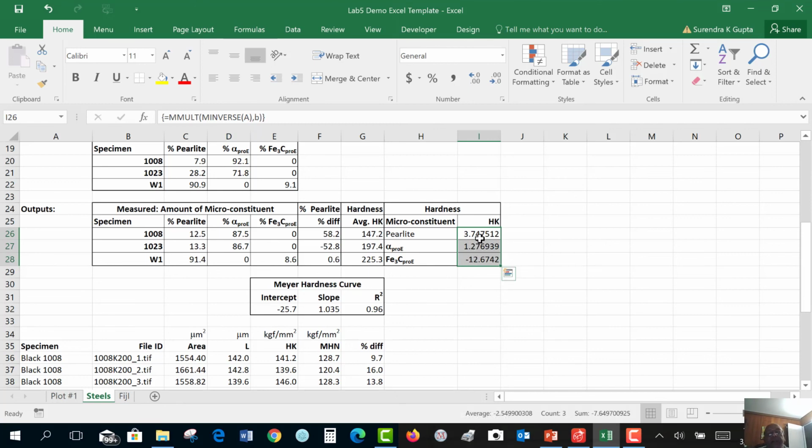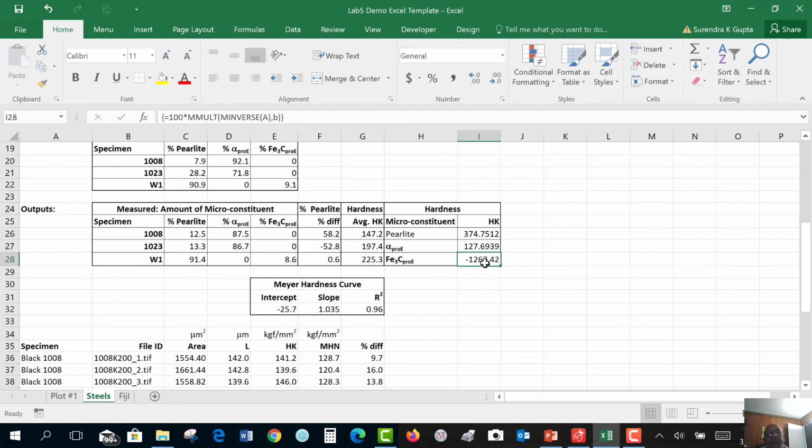Oh, forgot, since this was in percent, so we need to multiply it by 100. So let's go ahead, multiply by 100. Control shift enter. So if our values were very representative, we would have gotten a very decent answer here. Since we got this negative value, our solution is not very good.